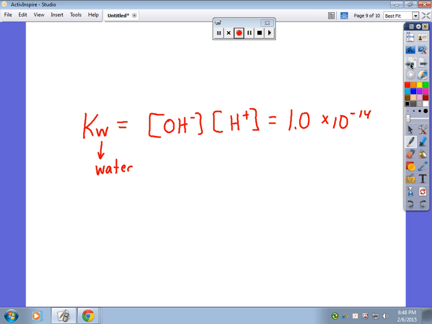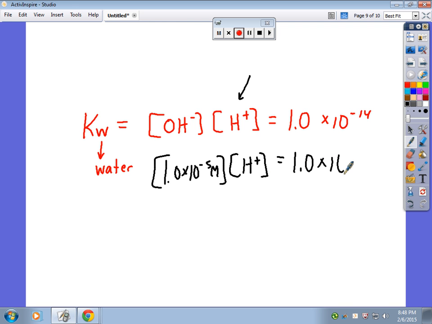What's the total scale? 14. So in sample exercise 14.3 on page 665, part A says you have a concentration of 1.0 times 10 to the negative 5th molarity of hydroxide. Find the hydrogen ion concentration. Well, you know this is true. You know that the H and the OH multiplied together give you 1 times 10 to the negative 14th. No units, right? No units because it's a K, an equilibrium constant. This has units. They give it to you in part A on page 665. You plug in and you find the value by solving for H plus.